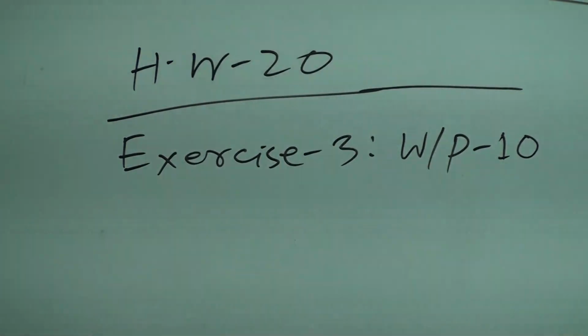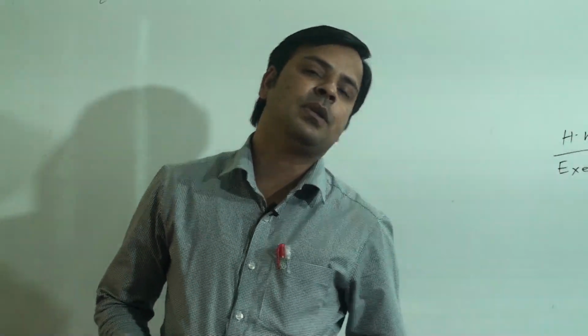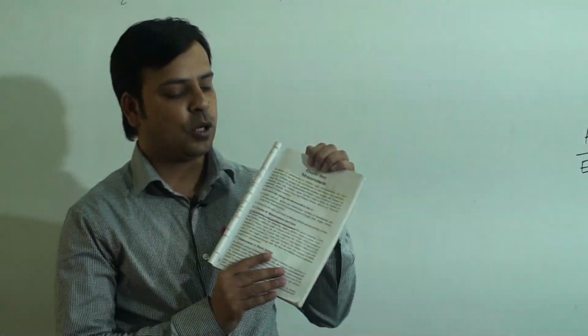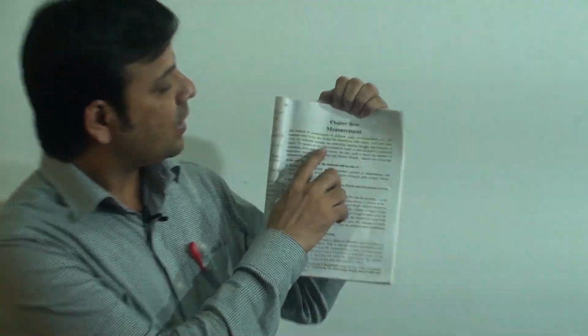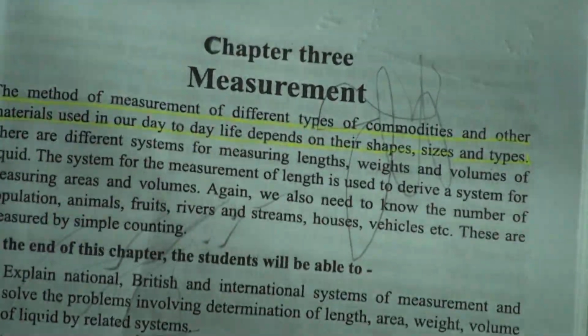Okay, dear students, let us see our today's topic. Our today's topic is chapter 3, basic discussion, and the name of the chapter 3 is measurement. Dear students, if you see your book here, the name of the chapter is measurement. Here, first topic is concept of measurement and units.